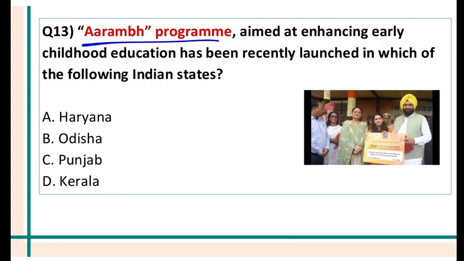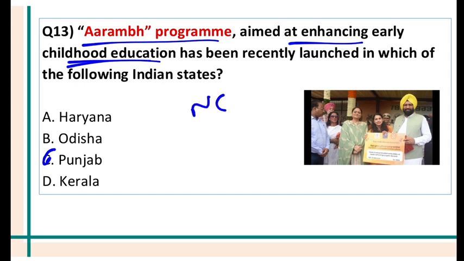Aram is the name of a program. It has been launched to enhance early childhood education. It has been launched in which Indian state? So it has been launched recently in Punjab. The answer is Punjab. Aram program. What is Aram? Aram means beginning, start. So this is about early childhood education. What is the meaning of early childhood education?